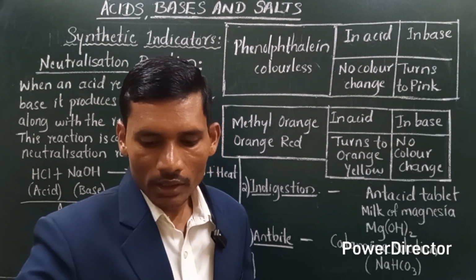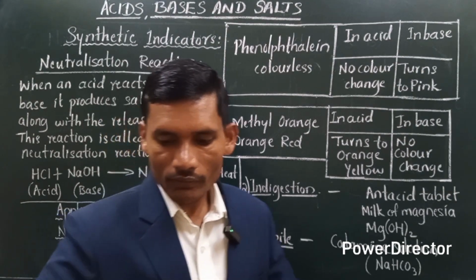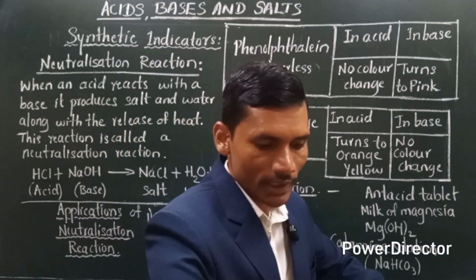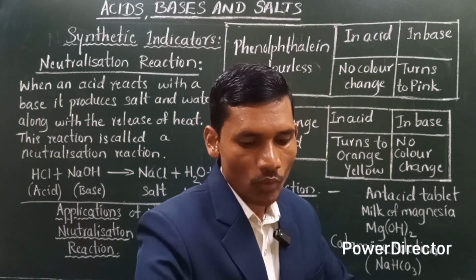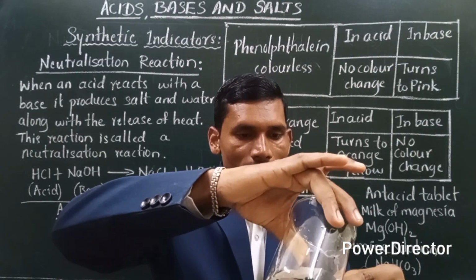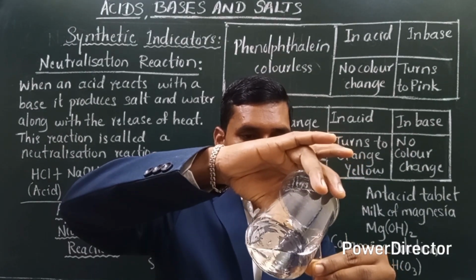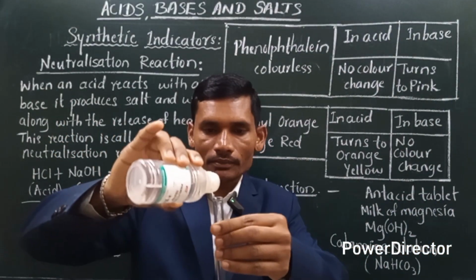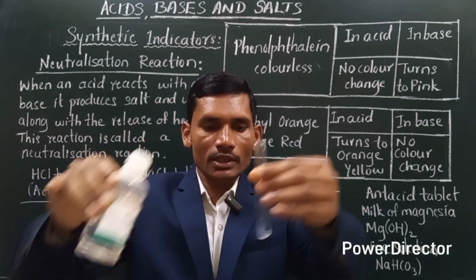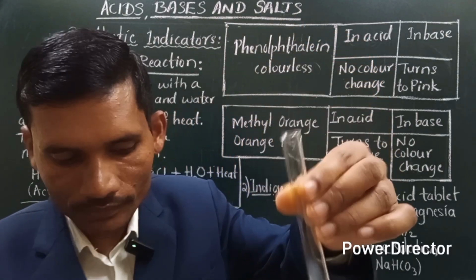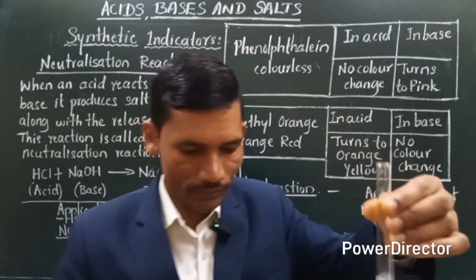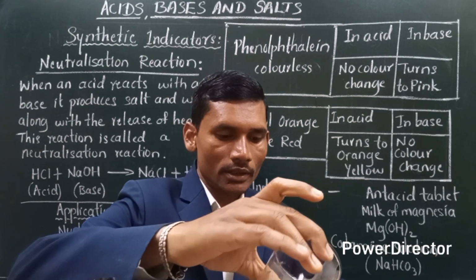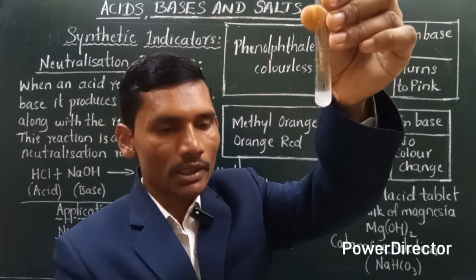Now coming to the next one. Here we will take one more indicator, that is phenolphthalein. We'll see what color it changes to. In sulfuric acid, when I add phenolphthalein indicator, what color does it change to? It did not change to any color. A little more we will take. Yes, now also there is no change in color.